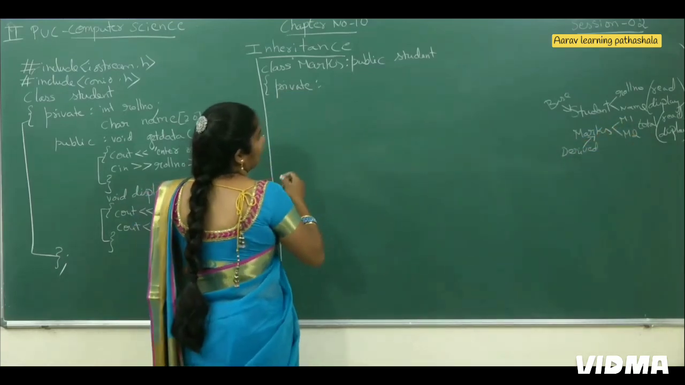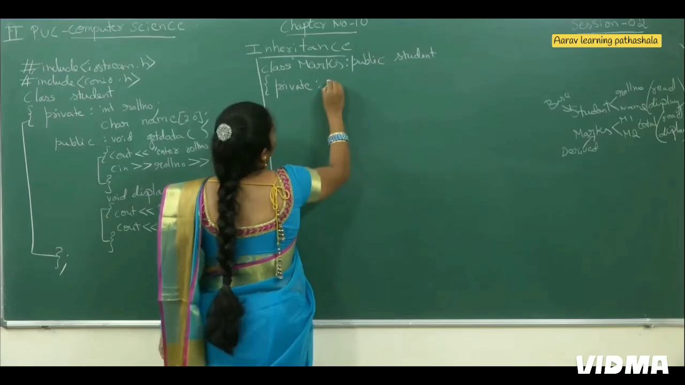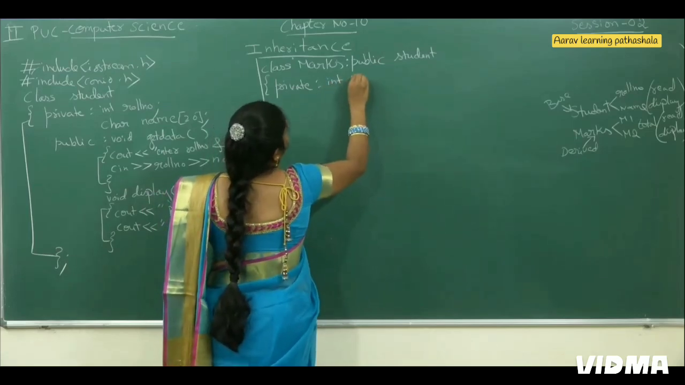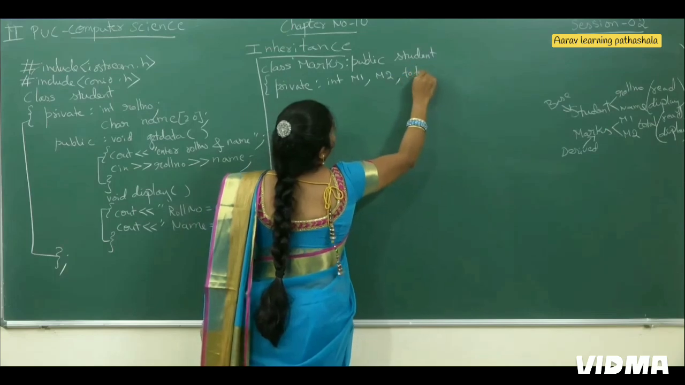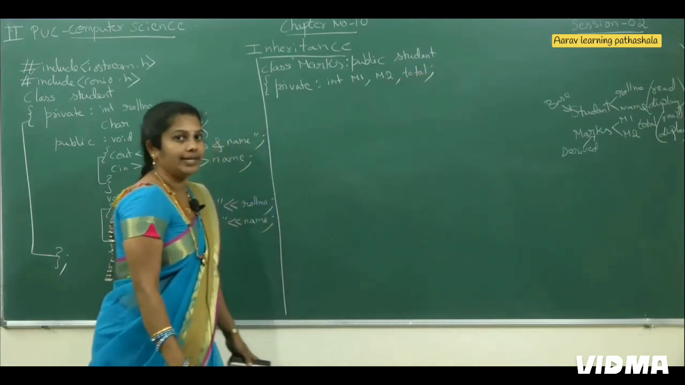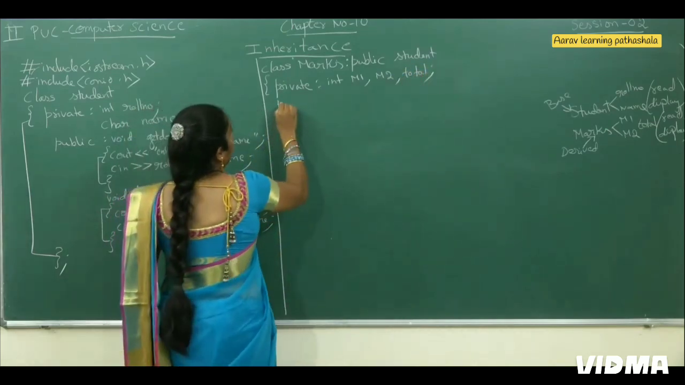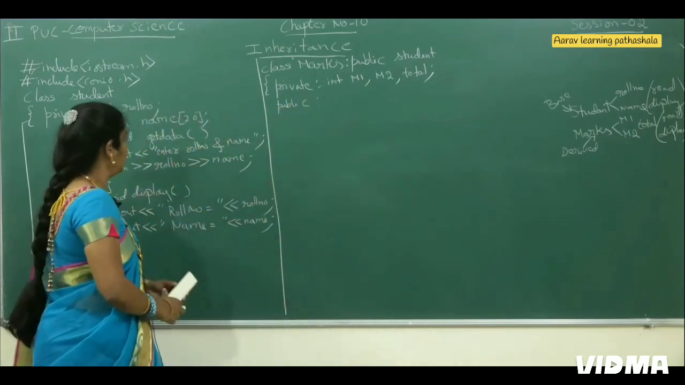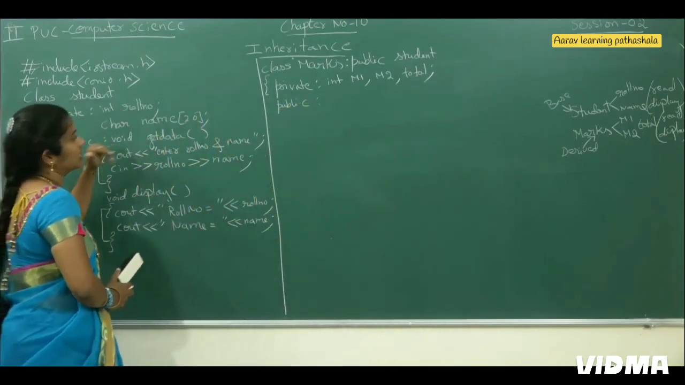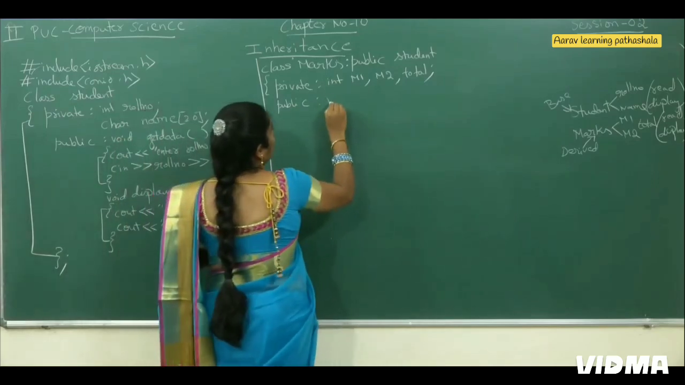Then how to find this? How to declare the variables? For example, int marks 1, comma marks 2, comma total. Declare the data members. Next in public section, declare the functions. How to define the functions? First I am to write void.